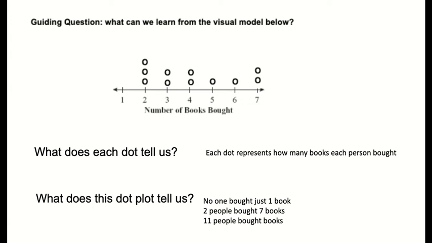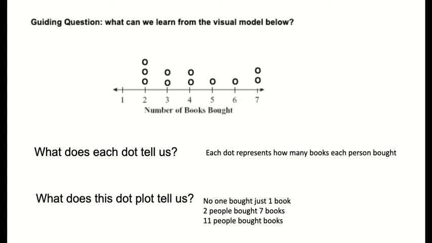I can also see that this visual is representing information from 11 people. Okay, so 11 total people bought books. I know that because I counted the number of dots, right? I said each of these dots represents a different person going to the store. And when I count up all of the dots, there are 11. That means that there are 11 people.